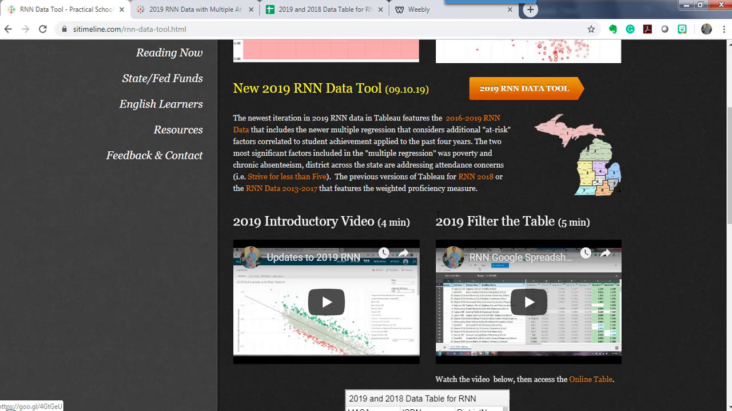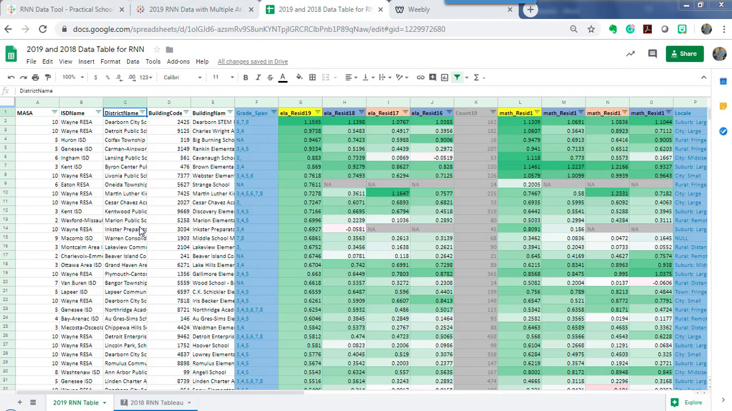And if we click here on the online table, in the table you'll see all the schools in the state actually sorted from the highest residual in ELA in 2019 to the lowest. The nice thing about the table is you can filter right down to your school, your district, your ISD, or your region, and you can look at some of those trend numbers that we were seeing earlier graphically.